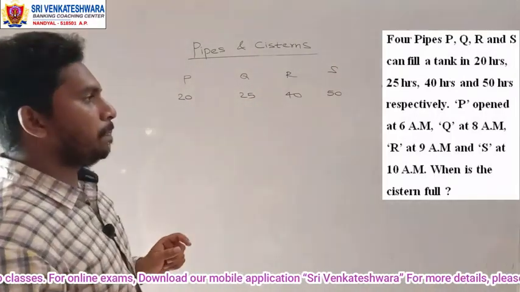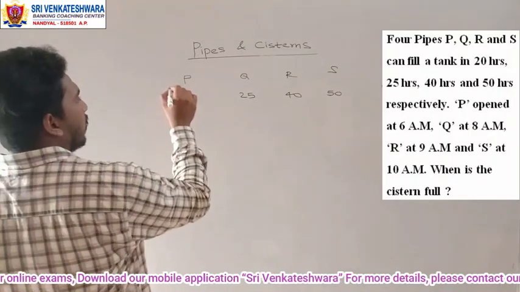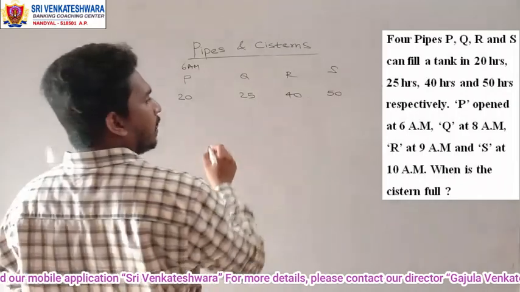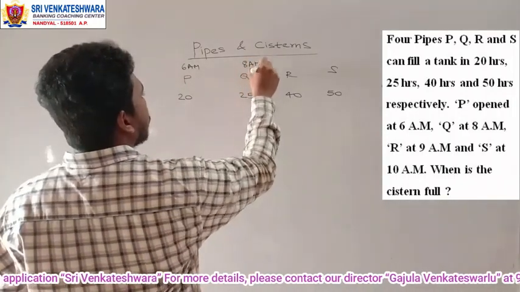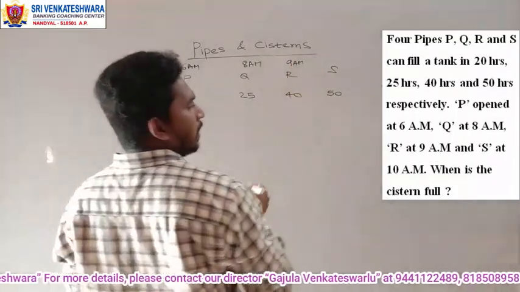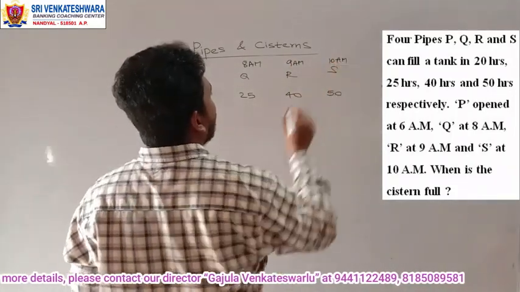P opened at 6 a.m. Q opened at 8 a.m. R opened at 9 a.m. and S opened at 10 a.m. So this is the given data.